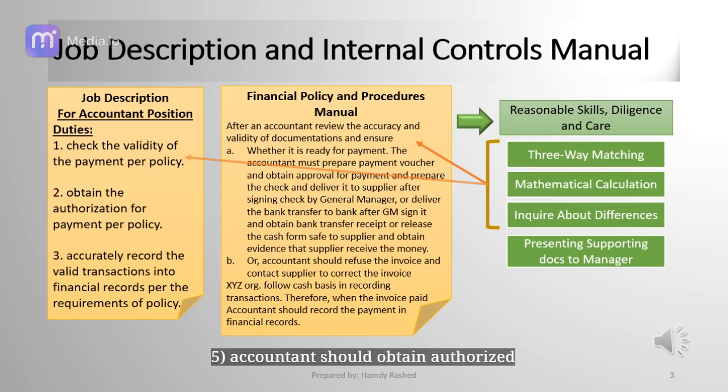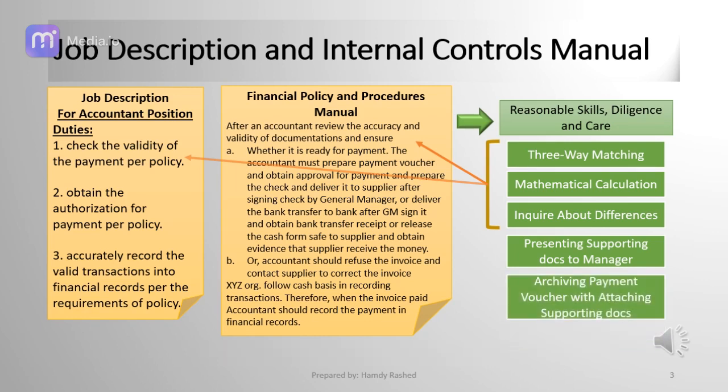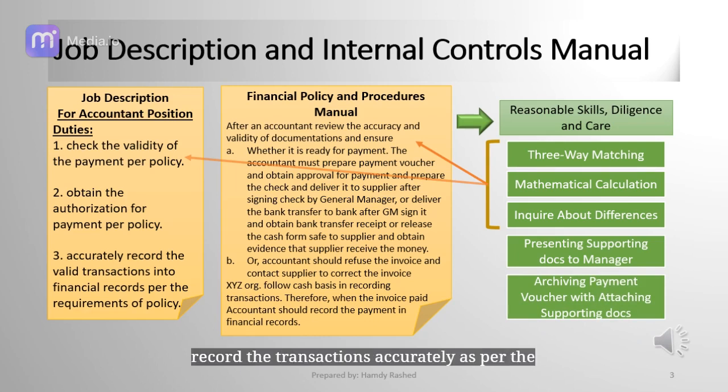5. Accountant should obtain authorized manager approval for the payment per the requirements of the policy. And the accountant should attach the supporting documents to the payment voucher when presenting them to the authorized manager for approval and for archiving. Even if it is not required by policy and procedure manual or job description, the payment voucher should be attached with supporting documents to be presented to the authorized manager for approval and to be archived with the payment voucher. 6. And finally, the accountant should record the transactions accurately per the requirements of financial policy.